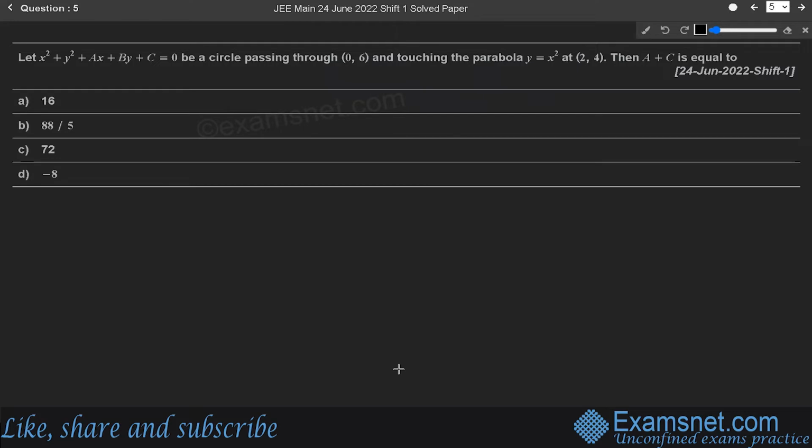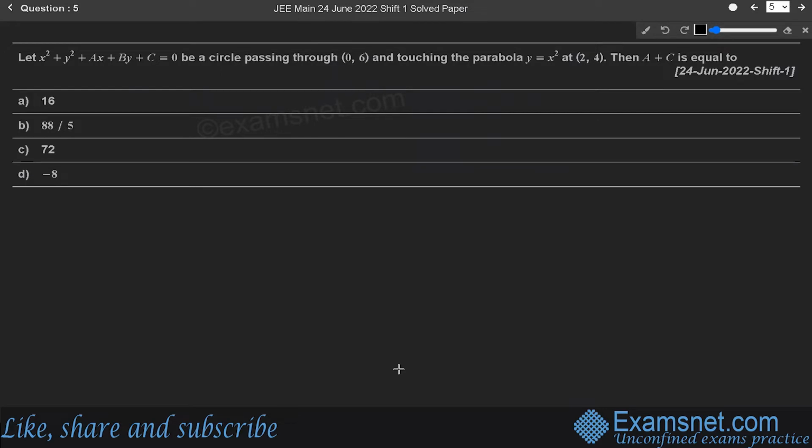Next question is, let x square plus y square plus ax plus by plus c is equal to 0 be a circle passing through 0, 6 and touching the parabola y is equal to x square at 2 comma 4. Then a plus c is equal to.